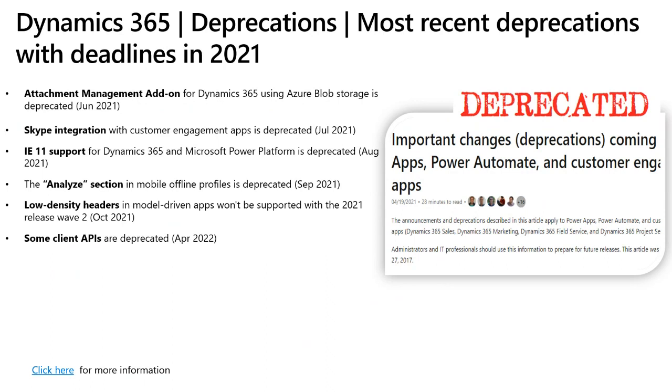A couple things coming in the October Wave 2 release: the low density headers in model-driven apps are not supported any longer. And then the form footers also won't be supported after that Wave 2 release. And then finally, some of the client APIs are deprecated. That's not until April of next year, 2022, but that client global context client API is deprecated, and there'll be more information coming there about replacements for that and guidance around how to manage that should be available by December of this year.